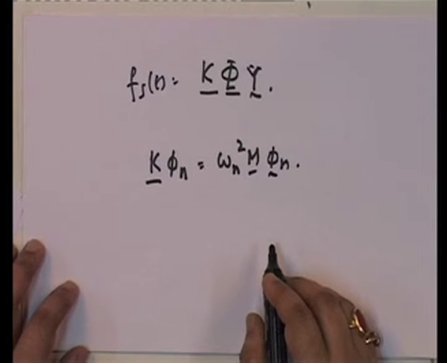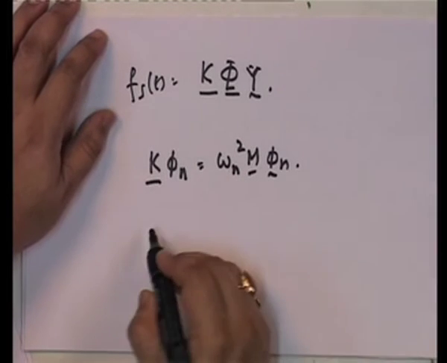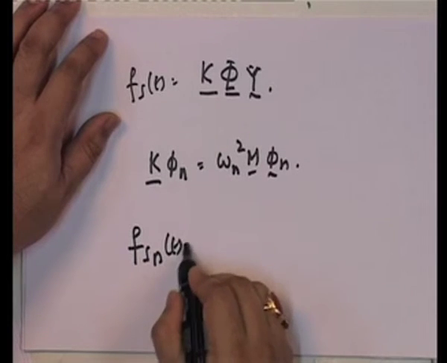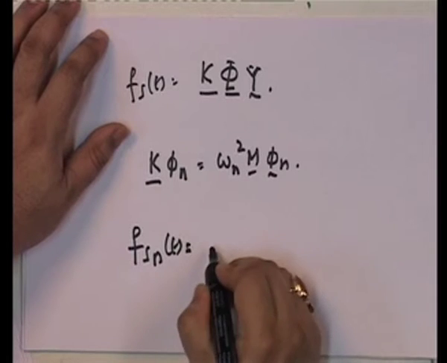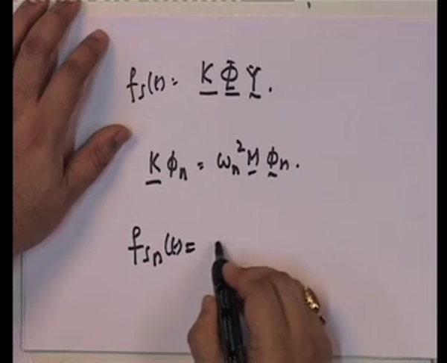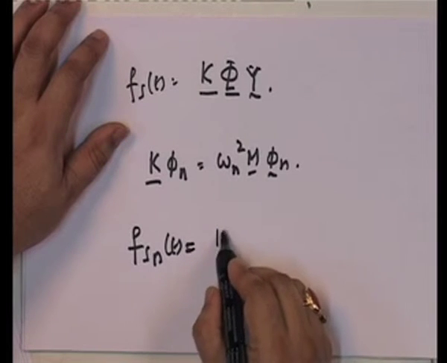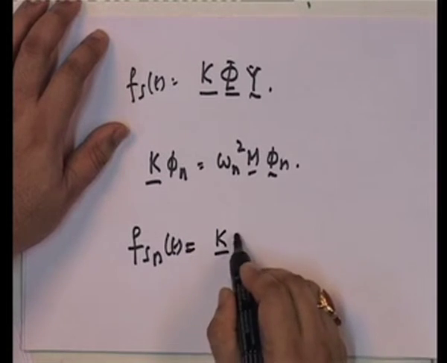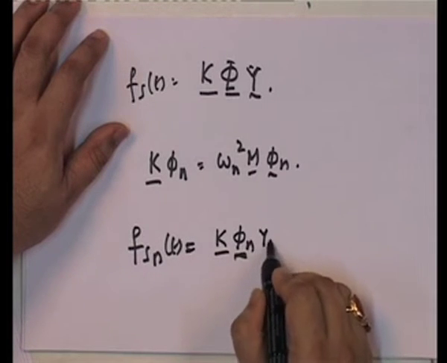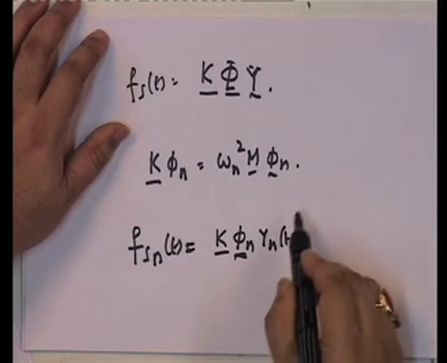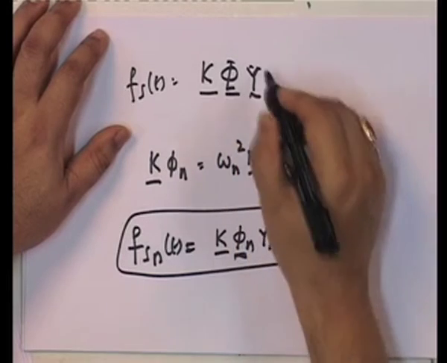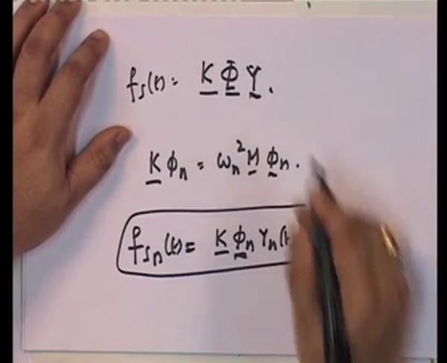Okay. So, if I were to look at f s n of t, what would f s n of t become? It would be equal to k into phi n into y n of t. Well anyway, let me just put this down.